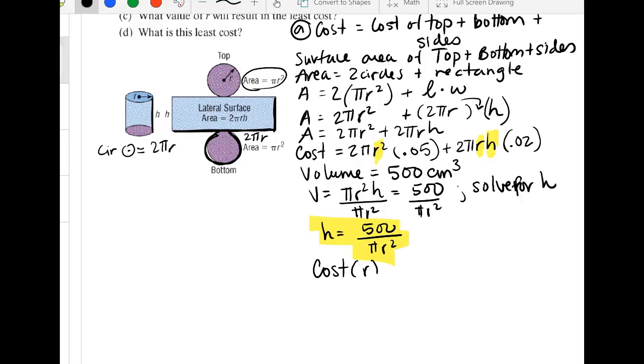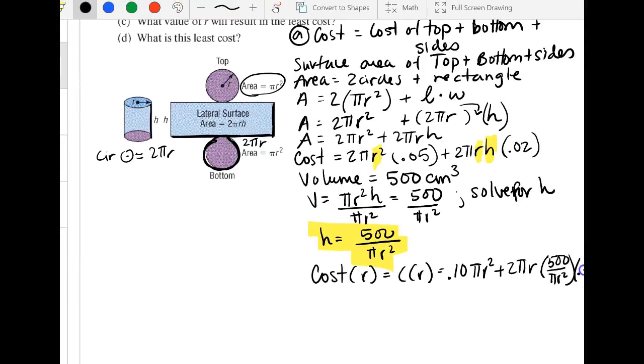Cost in terms of r, or C in terms of r, is 2 pi r squared times 0.05. You know what, let me simplify that out. I don't want to write 2 times, so 2 times 0.05 is actually 0.10 pi r squared. Then I'm going to add 2 pi r. H is no longer h. I need to substitute h with 500 over pi r squared. And I still have the 0.02 here at the end.